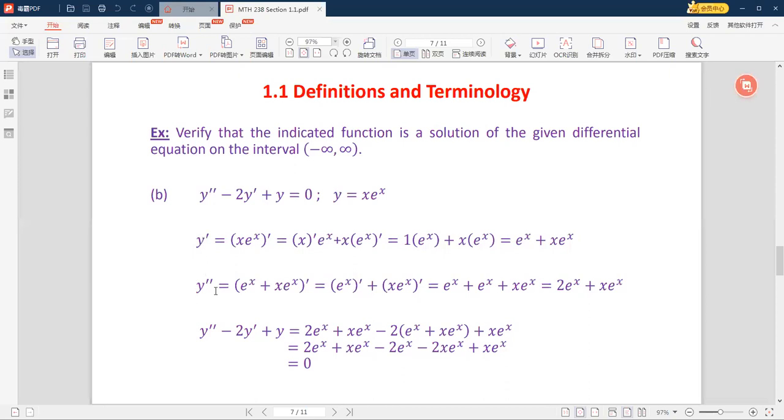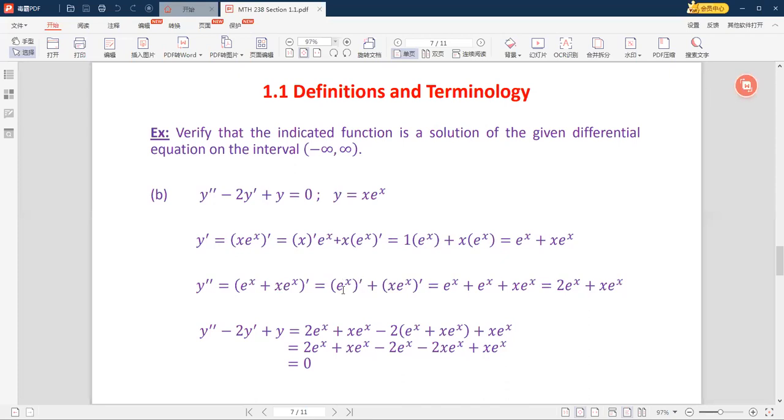And we still need to take the derivative of y prime to get the second derivative. Remember, the second derivative means you take the derivative of the derivative. So the derivative of y is e to the x plus x times e to the x, and we need to take the derivative of that. So then you just do it term by term. So we have the derivative of e to the x plus the derivative of x times e to the x.